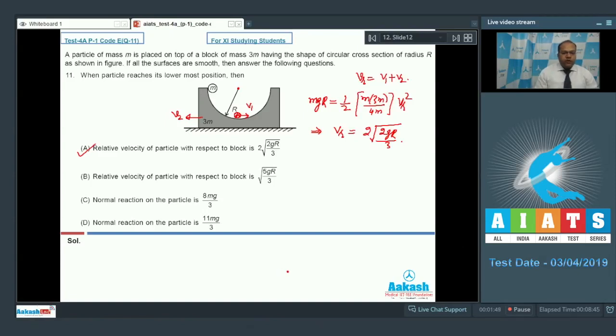Now we have to find out the value of the normal reaction on the particle at this instant. So if I draw the free body diagram, N is acting in this direction, mg is acting in this direction. So we can write the equation with respect to the center of block, N minus mg is equal to m v relative square by r. So if I substitute the data of v relative, then the value of N comes out to be 11 by 3 mg. So option D is also correct. So the correct answer for question number 11 are option A and D. Let's move to question number 12.